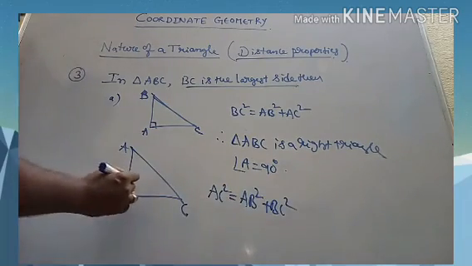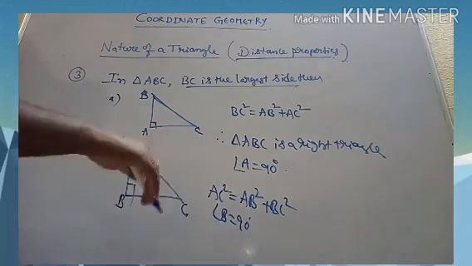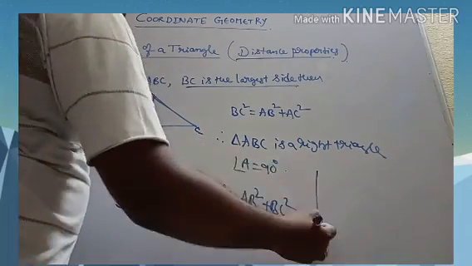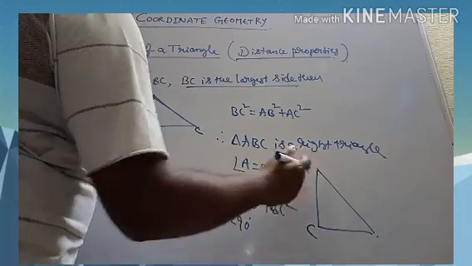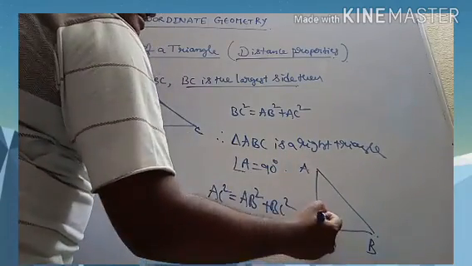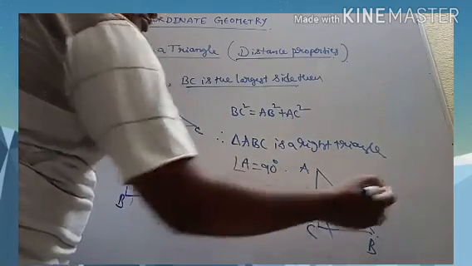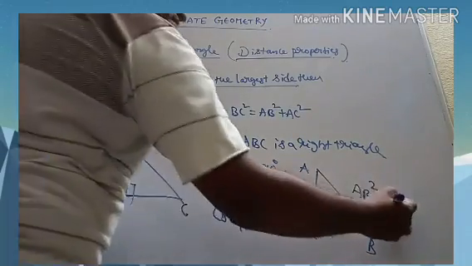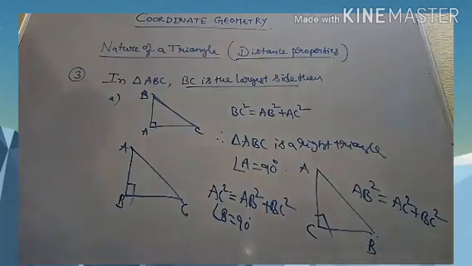In this case, we say that angle B is 90 degrees. Or the other case you may have, suppose like this, you may have here A, here C and B here like this. In this case, if it is 90 degrees, then you are going to get that AB square is equal to AC square plus BC square, like this.